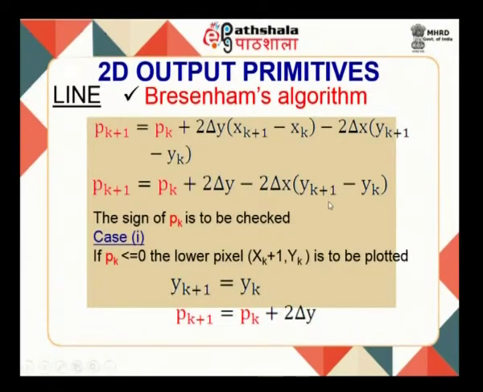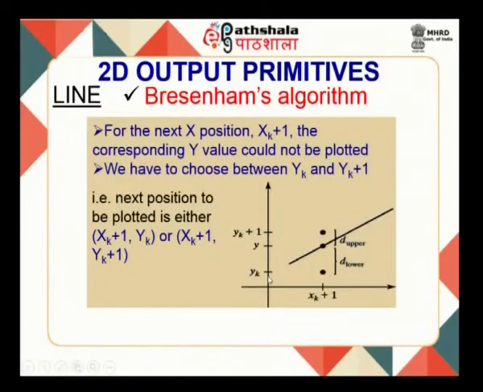So, this is the next y value. The next y value will be decided based on the sign of pk. So, the sign of pk is to be checked. Now, let us come to case 1. Case 1 says: let us assume pk is less than or equal to 0. Pk here is D lower minus D upper. D lower minus D upper less than 0 means D lower is less than D upper. D lower less than D upper means the lower pixel is closer to the theoretical line path. So, we will be choosing yk for the next y.